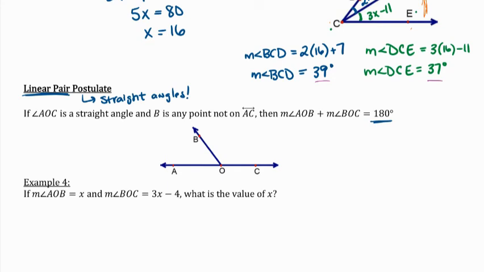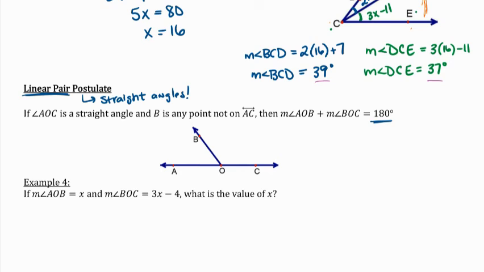Okay, so this says if AOC is a straight angle, so AOC would be like this whole thing, right? It's a straight angle. And point B is any point not on AC, then the measure of AOB plus BOC equals 180. Right? Basically, we're adding them together to get that 180 degrees.